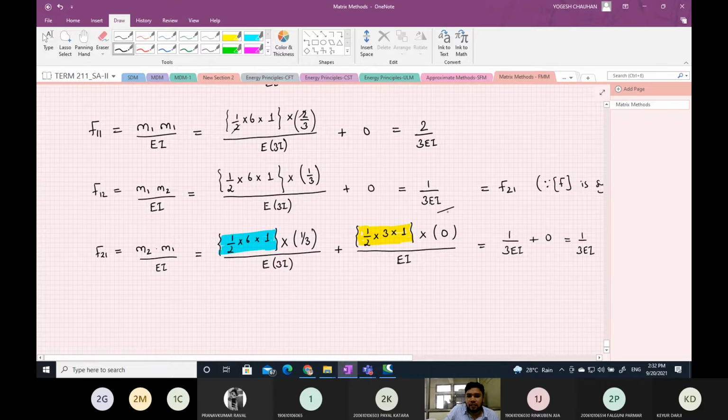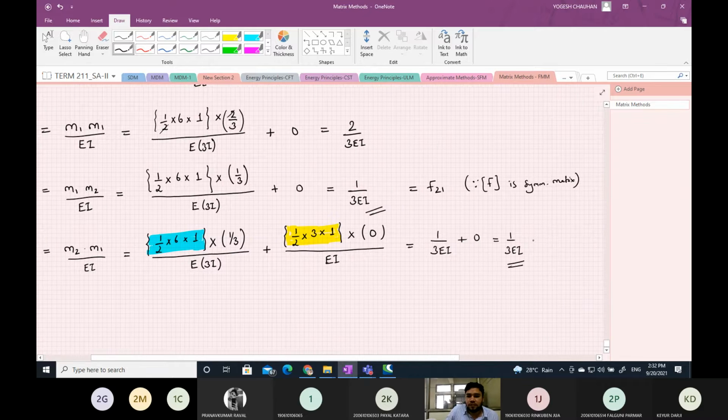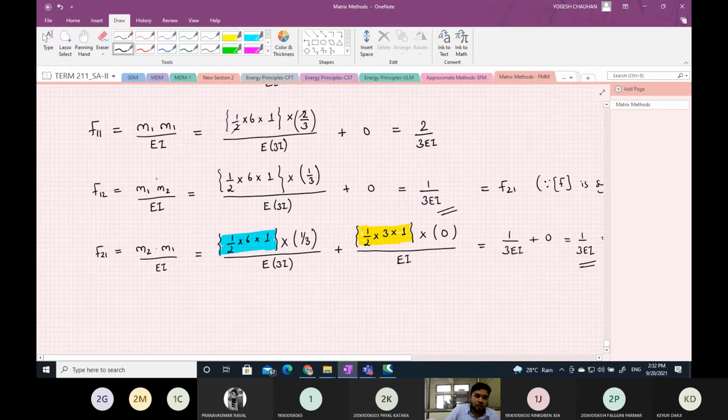Okay, you can check that both F12 and F21 are the same. So you can calculate either of these and take the other value as the same as earlier. Next is F22, which will be M2 by EI. Now here you have to take the area of the M2 diagram.